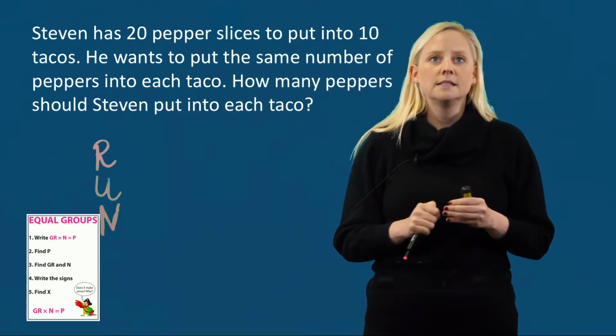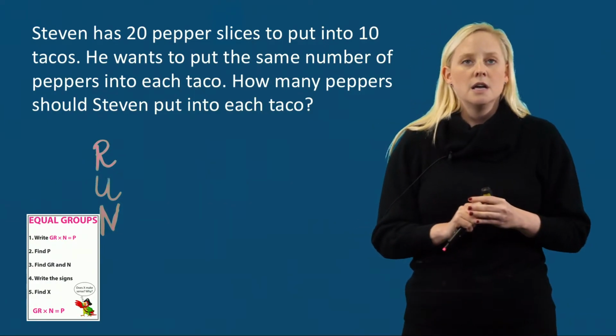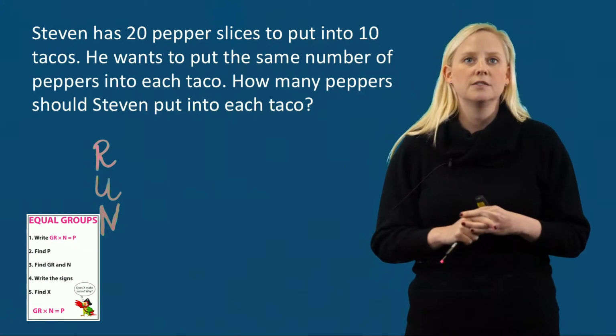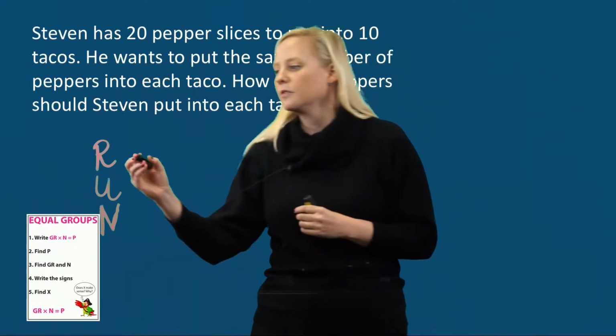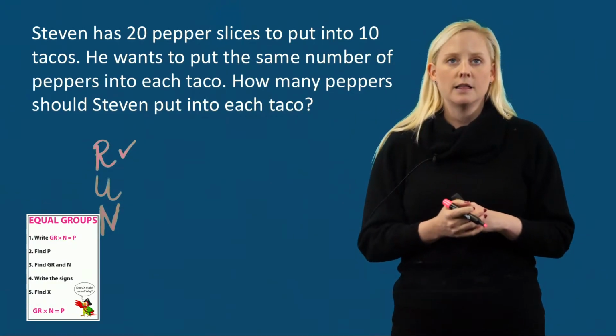Our problem says Stephen has 20 pepper slices to put into 10 tacos. He wants to put the same number of peppers into each taco. How many peppers should Stephen put in each taco? So we've read the problem. The U stands for underline the label and cross out irrelevant information.